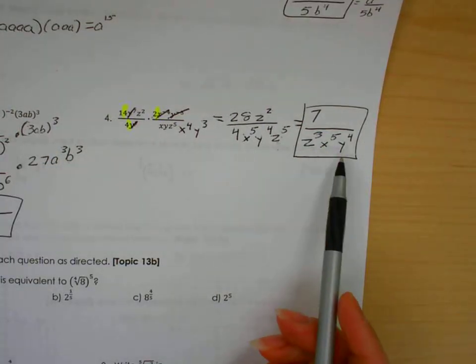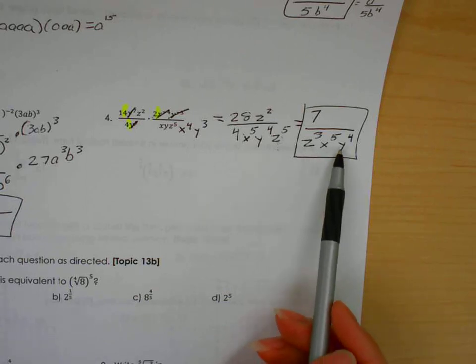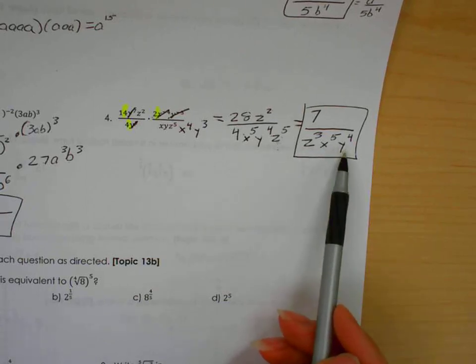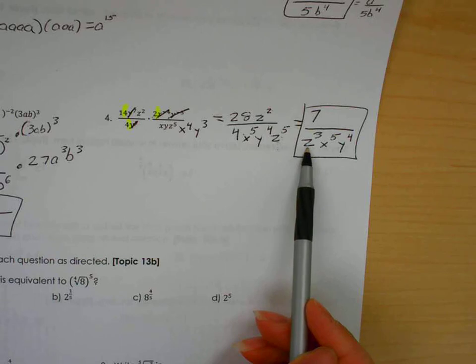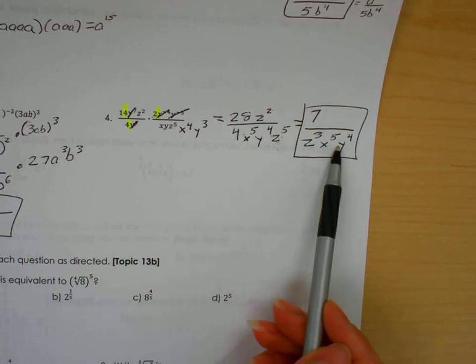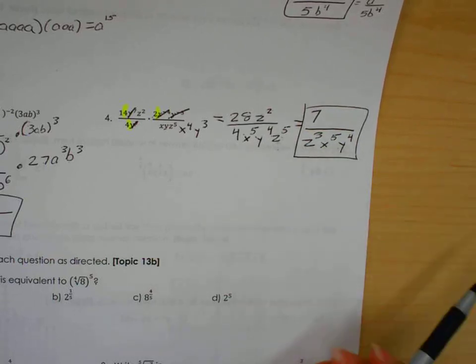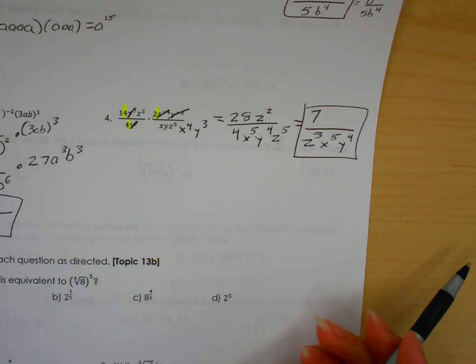And multiplication is commutative, so order does not matter. So you could have the x first, then the y, then the z. You could have the y first, then the z, then the x. So again, multiplication is commutative. That means that the order does not matter.